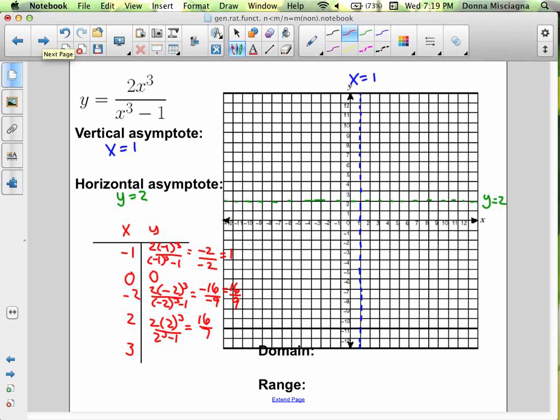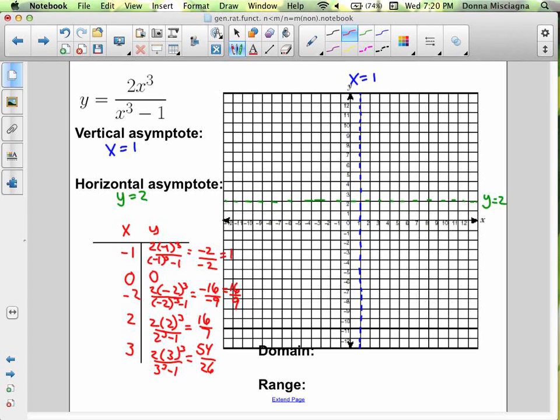And then 3, we have 2 times 3 cubed divided by 3 cubed minus 1. 3 cubed is 27 times 2 is 54. And then 27 minus 1 is 26. So these are both a little bit more than 2, because 52/26 would be 2. And I think that's going to be close enough because we're not even a whole unit away. So I think that will be fine. Let's graph our points, right? So we found 5 points.